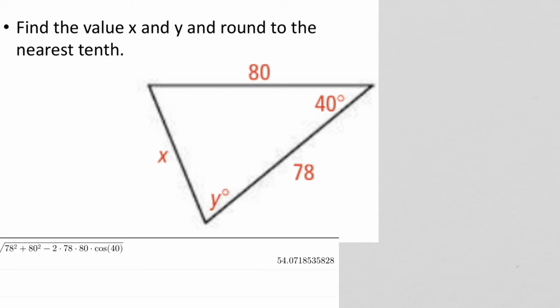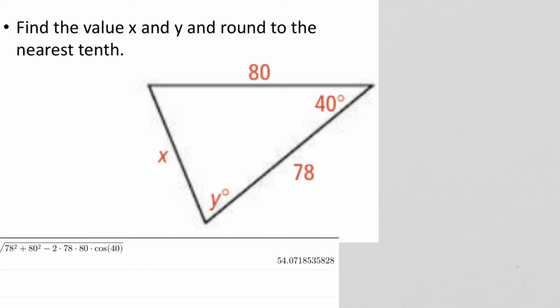Okay, next problem. We want to find the value of x and y and round to the nearest tenth for each. So again, I go through the whole process. Can I use sine, cosine, and tangent? No, I cannot. Can I use law of sines? I don't think so because I don't have an angle with a side that I know opposite of it. There we have x, which is opposite of 40, and then I don't even know the angle opposite of 78 or the one opposite of 80.